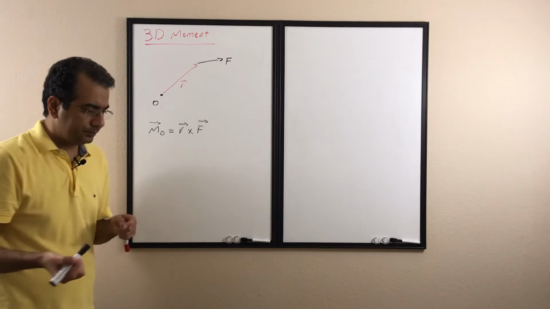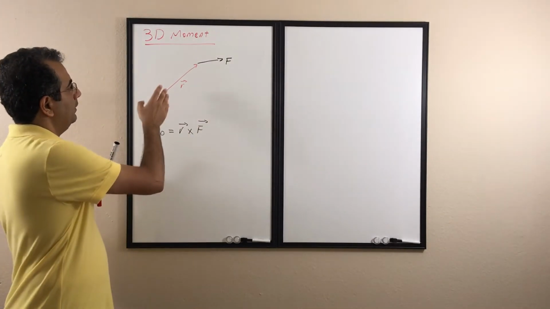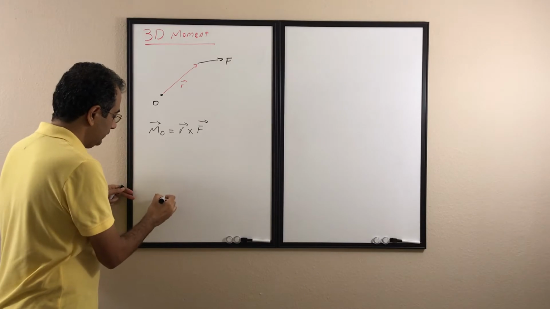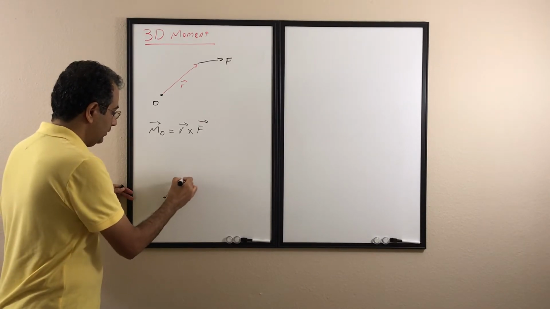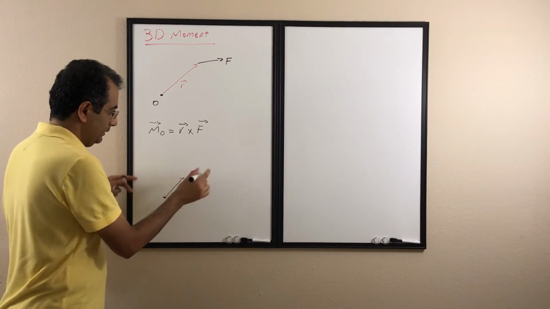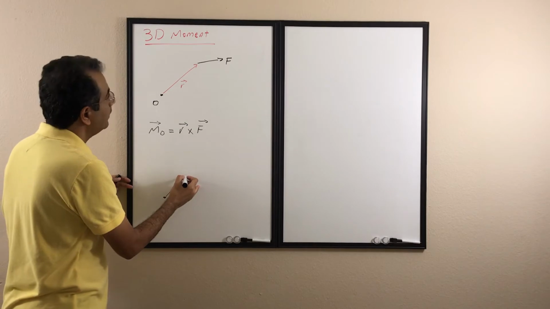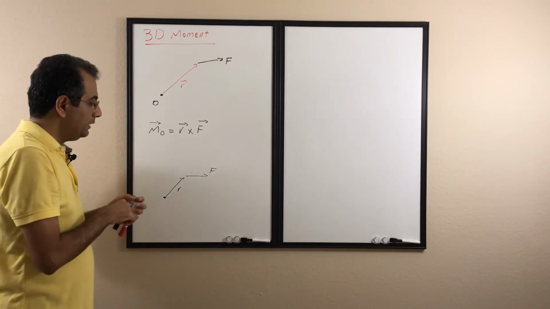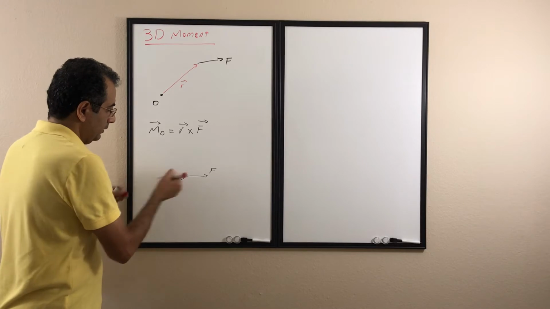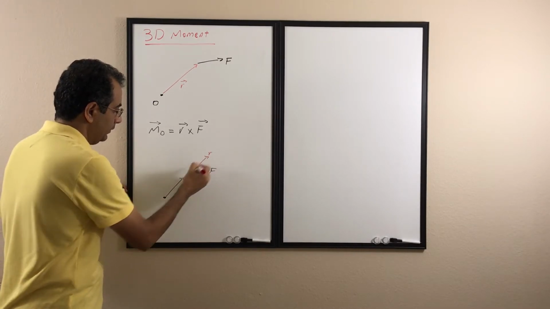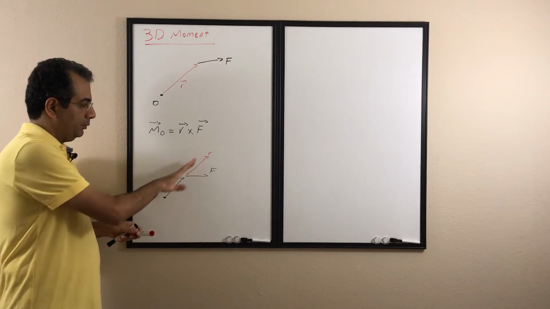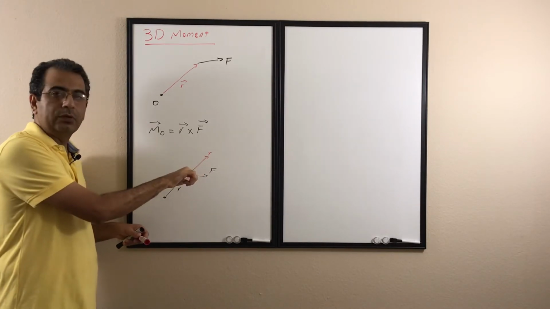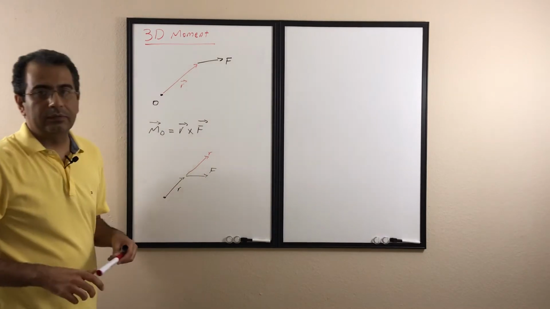So again, if I assume that both R and F are sitting in the board plane, I'm drawing a little bit small. This is the R, and this is the F. I'm going to slide the R a little bit, just to make sure that both of them start from the same point. So I put my forefinger on the R, rotate it toward the F, and my thumb shows the direction of the moment. So the direction of the moment is toward the board.